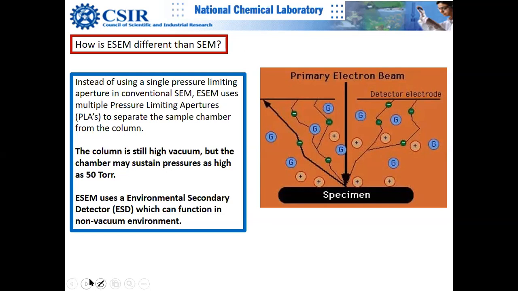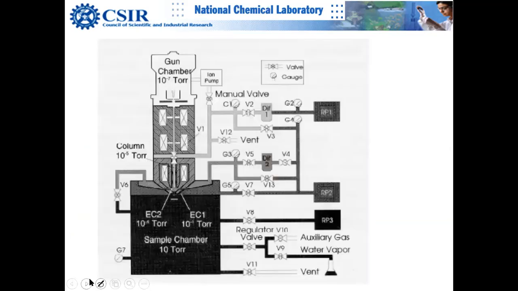Basically, the entire column is still in high vacuum, because you cannot do otherwise. I think some of you already answered this question several classes back: the electron column has to be held under high vacuum, because otherwise electrons won't be able to reach the sample, since they will get scattered off by the molecules, even by a tiny molecular concentration. What they do is put a series of pressure limiting apertures.